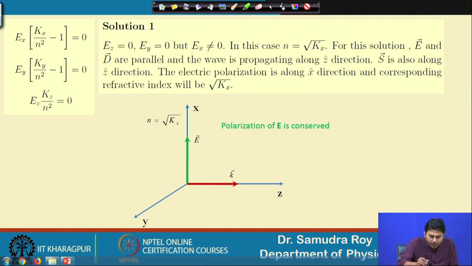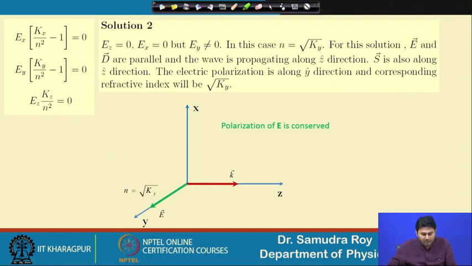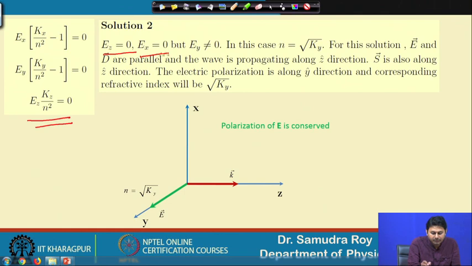Now try to find out what is solution 2. If solution 1 is there, it seems there is another solution, and this is solution 2. There is nothing new, only I say that Ez is equal to 0 because this equation is consistent with that, and before I put Ey 0, now I am putting Ex equal to 0. There is no x component of the E. So, we have only a non-zero component along the y direction. That means the electric field is now along the y direction.